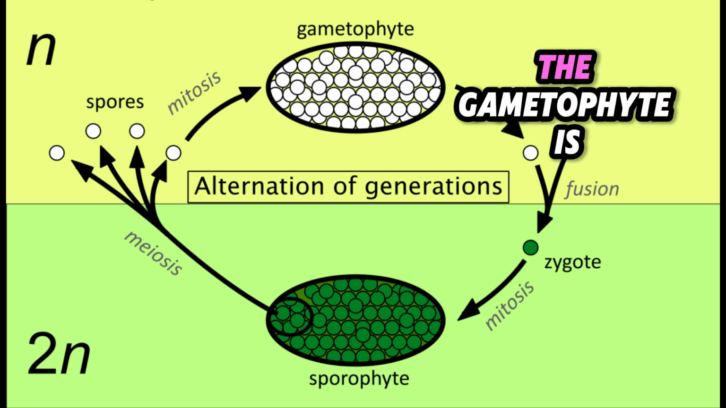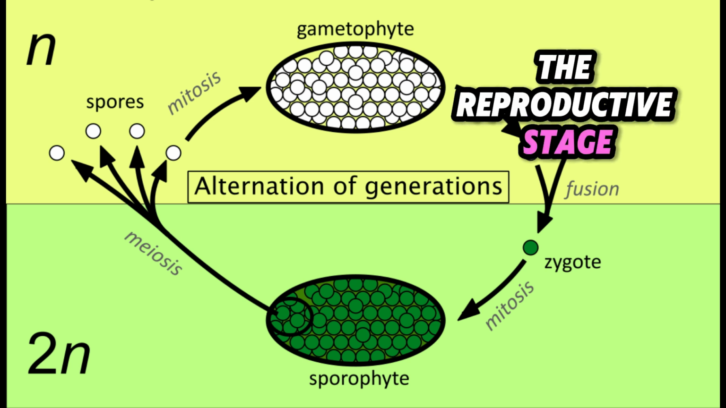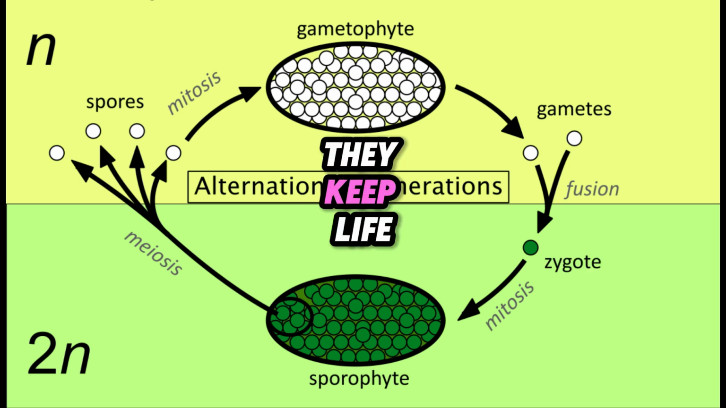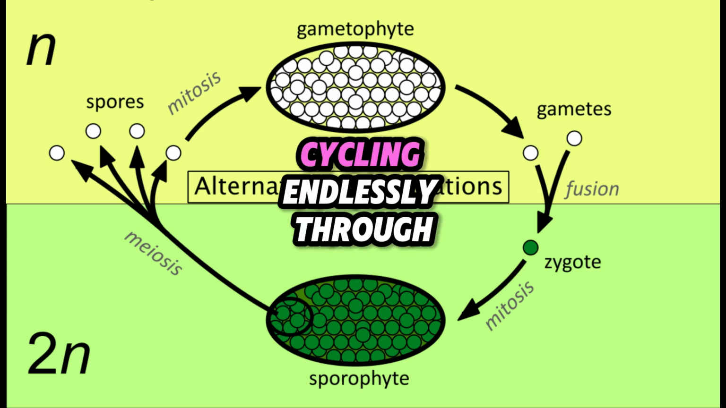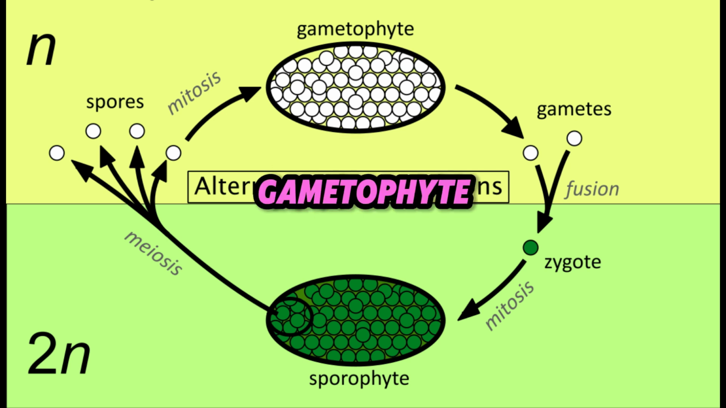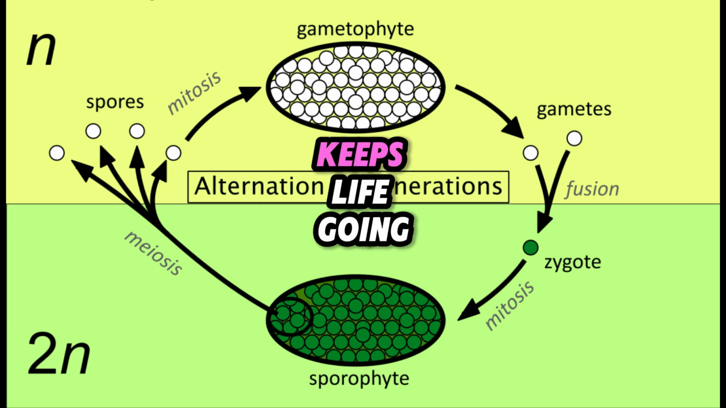So in short, the gametophyte is the reproductive stage, the sporophyte is the growth stage, and together they keep life cycling endlessly through generations. So that's the difference between the gametophyte and sporophyte. Two stages, one plant, and a cycle that keeps life going.